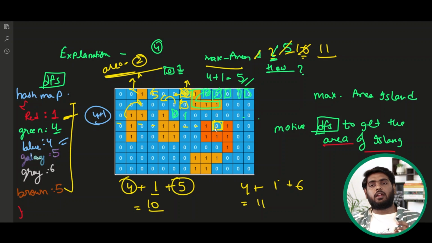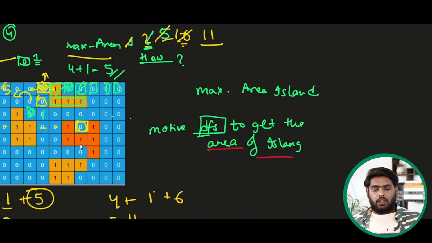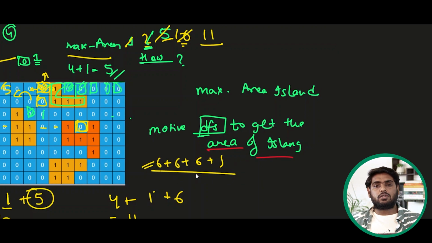Because what it is doing, from all of its neighbors, it is just fetching the answers and adding them up, adding 1 with it and returning the answer. But for this case, because this is the gray island, will it be 6 plus 6 plus 6 plus 1? Adding 6 three times, is this the right approach? Well, it is not. That means the situation can also occur.